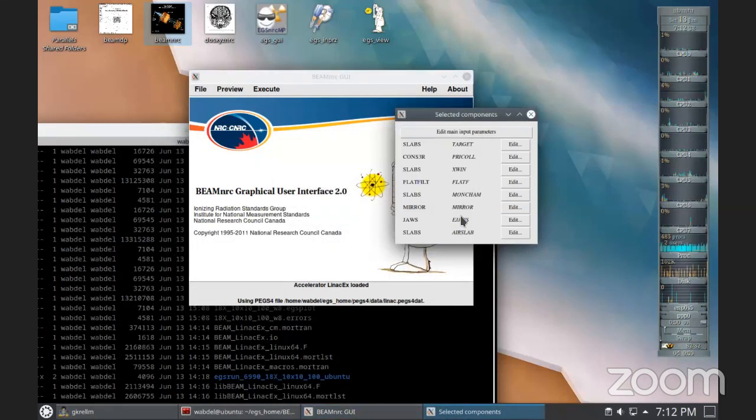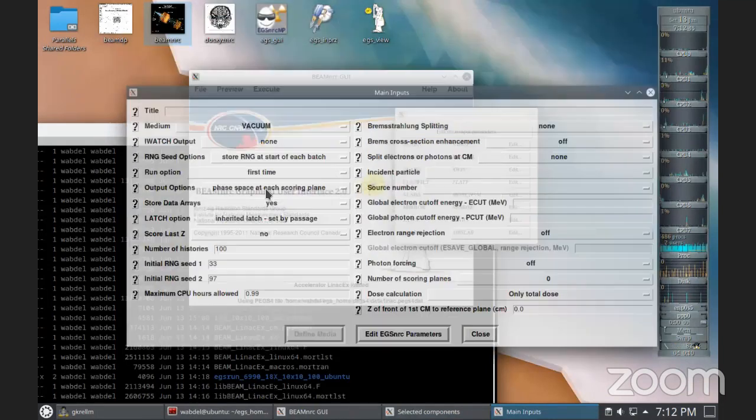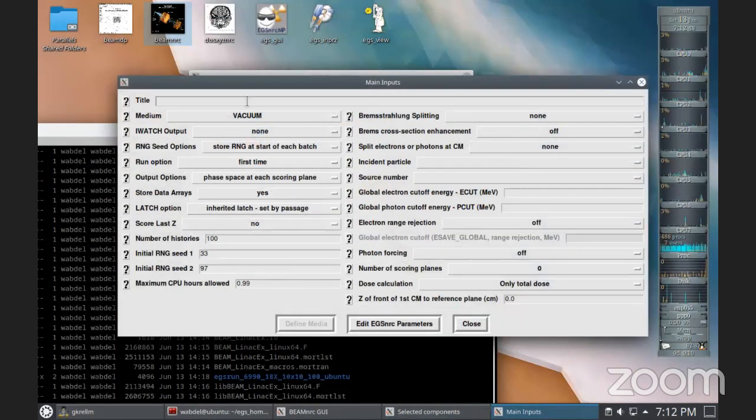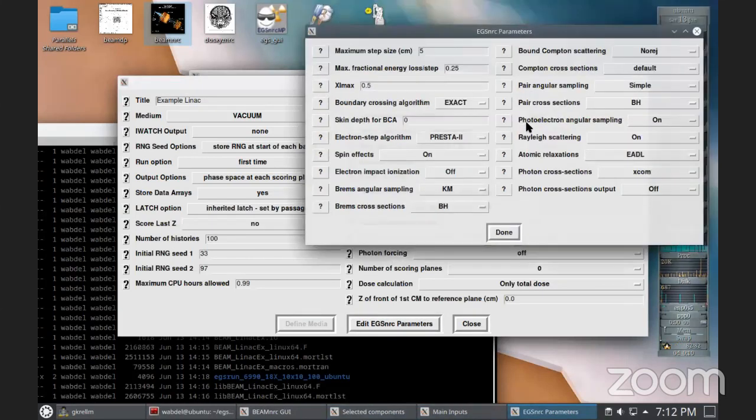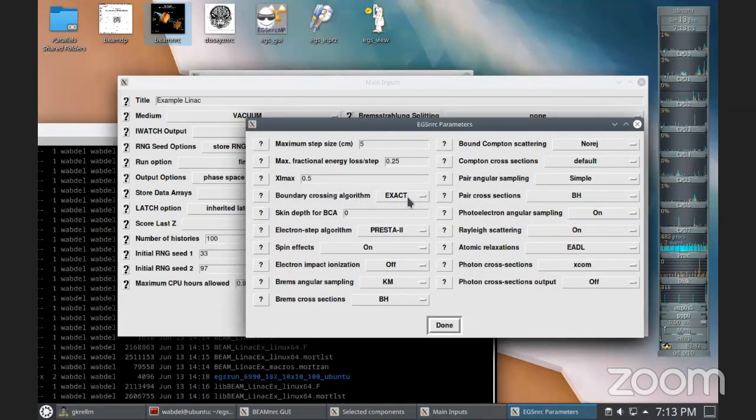And now you can start to actually define the geometry and the materials of the slabs. The main input parameter window, this is the title, for example, "Example linac." And here, the EGSnrc parameters, this is where we control the physics. That's the first thing I always try to do, just to make sure that I have exact. The rest is fine if you're doing MV. So I keep the defaults, or sometimes I intentionally like to use the better physics. So really scattering, I would turn it on if it's off, and so on.